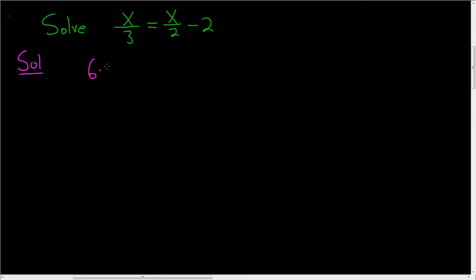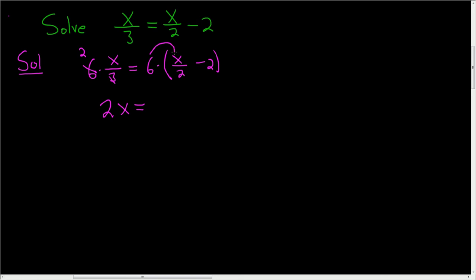So we have 6 times x over 3. And on the right-hand side, we have 6 times, and then parentheses, x over 2 minus 2. So on the left-hand side, 3 goes into 6 2 times, so we're left with 2x. And on the right-hand side, we just have to carefully distribute the 6.